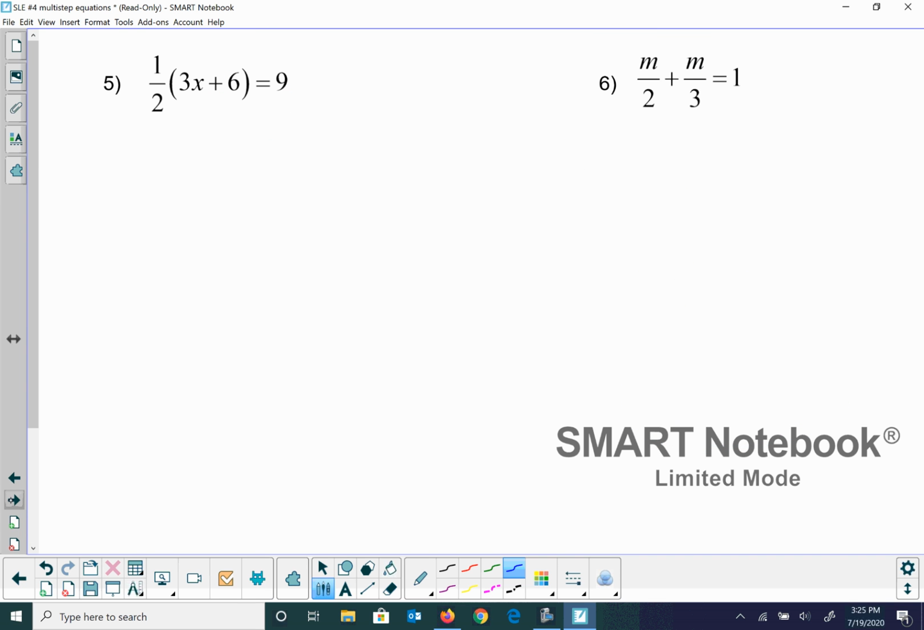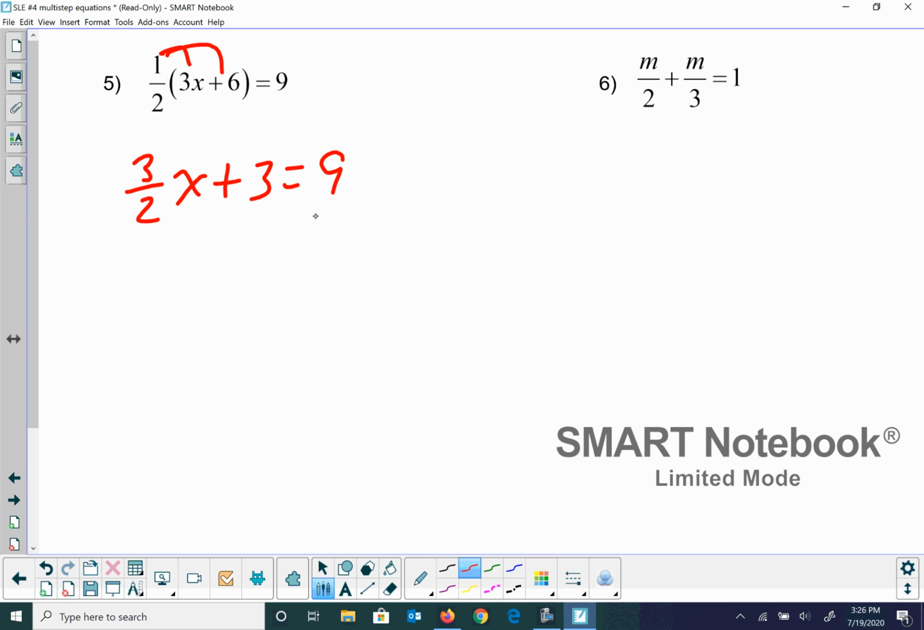Okay. So what do you think you want to do on this for next one? Definitely says distribute. Agreed? I guess we could distribute. Yeah, that wouldn't be too bad. So let's go multiply here. So 3 times 1/2 is 3 over 2. And then the x comes out. What's half of 6? Yeah, it's 3.